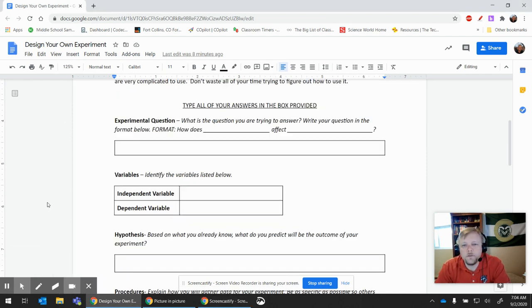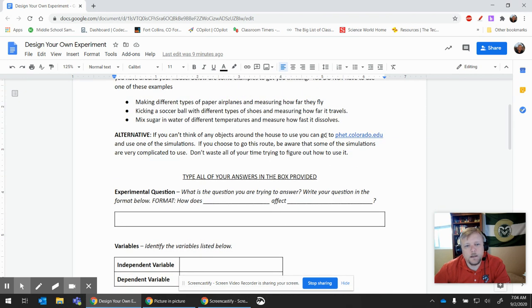All right, once you have decided what you want to do, you need to write your experimental question. So this is just the question you're trying to answer. And I want you to write it in the format, how does blank affect blank? For example, if I was using this experiment up here with paper airplanes, I would say, how do different types of paper airplanes affect how far they fly? Or maybe I just want to do the same paper airplane with different wing lengths or wing sizes. Then my question might be, how does the size of a paper airplane wing affect how far it flies?